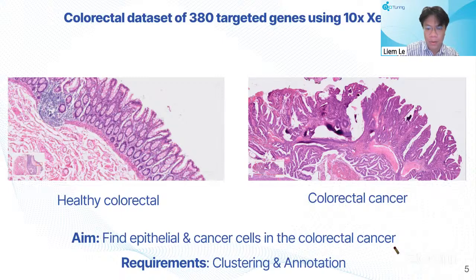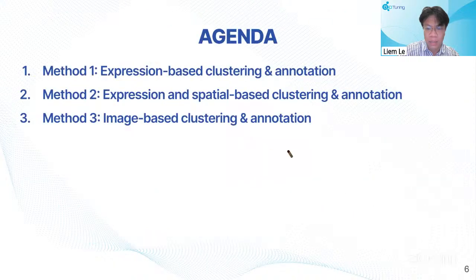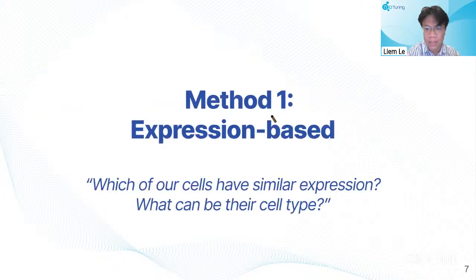To do so on spatial transcriptomics, we will have to do clustering and annotation of cell types. Therefore, the agenda today will be the three different methods for clustering and annotation using spatial transcriptomics to ultimately find the epithelial and the cancer stem cells. For the first method, which is called the expression-based method, in the next slide, please.